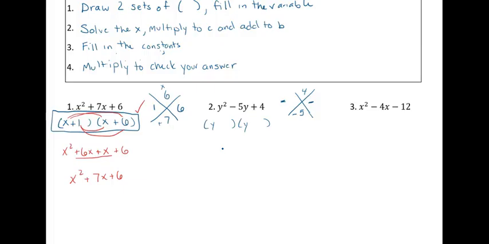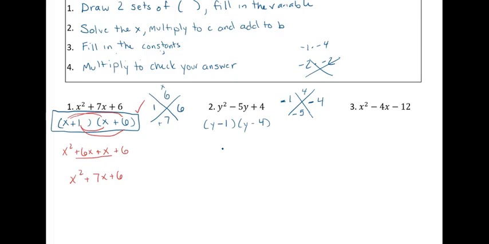So what could I multiply to get 4 as the answer? Well, I could do -2 times -2. That would give me +4. But if I add these two things together, that's going to give me -4, and I want -5. So that doesn't work. What else could I multiply? Let's see, -1 times -4. Those two multiplied would give me +4, and those two added together would give me -5. So that's going to be my two numbers. My factors now are going to be y minus 1 and y minus 4.